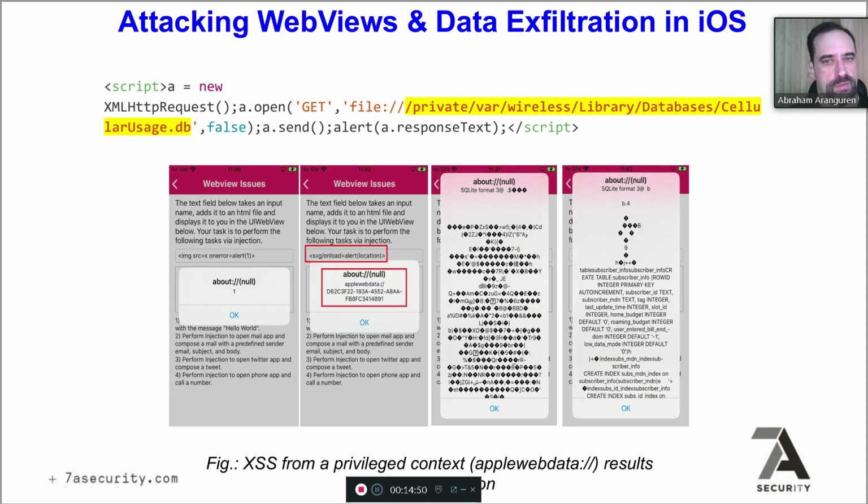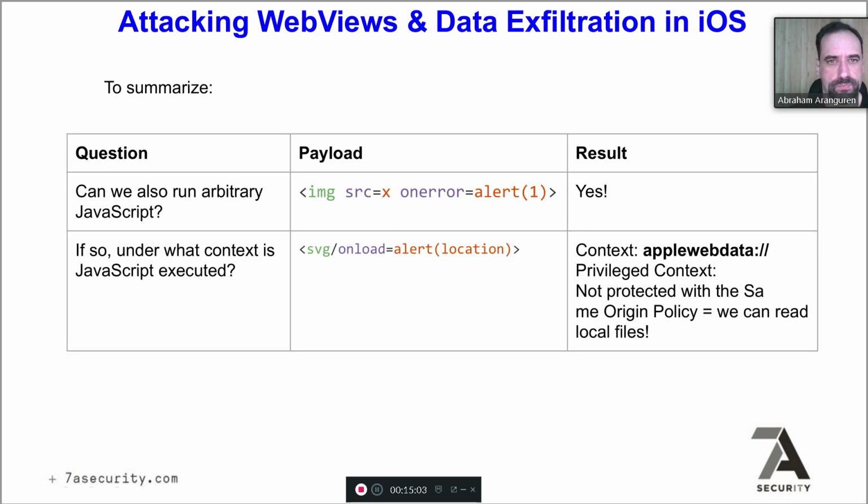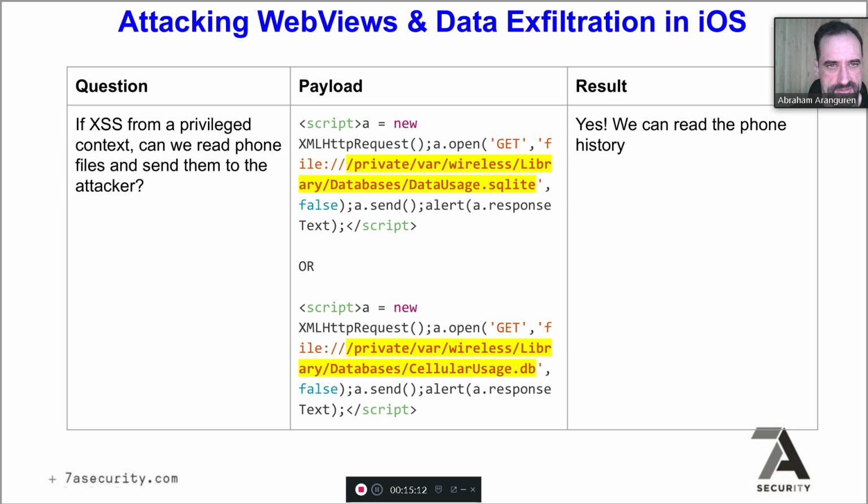Like you should be able to read local files, especially if the application uses UI web views, as we will see. And this proves that we can read SQLite databases from the XSS as well. Methodology-wise, same questions. Can we run XSS? If we get the alert one, yes. The alert location, if we get Apple Web Data or file, that's exciting.